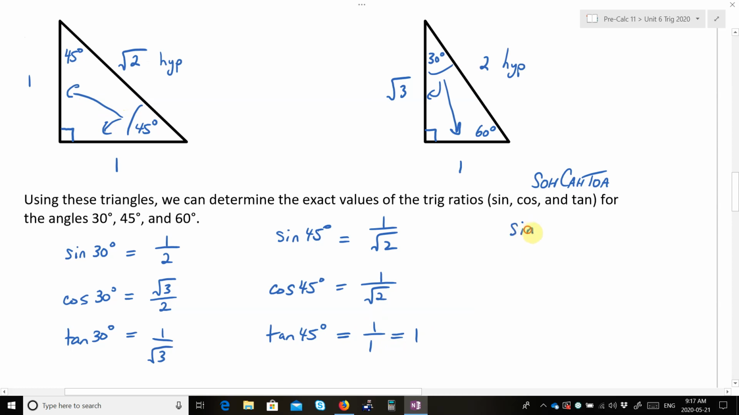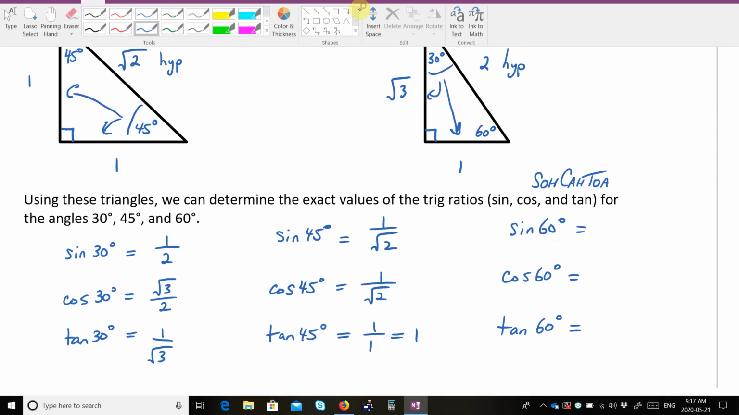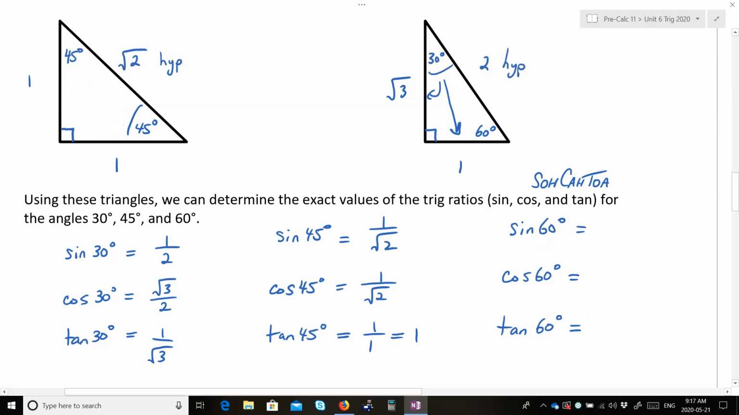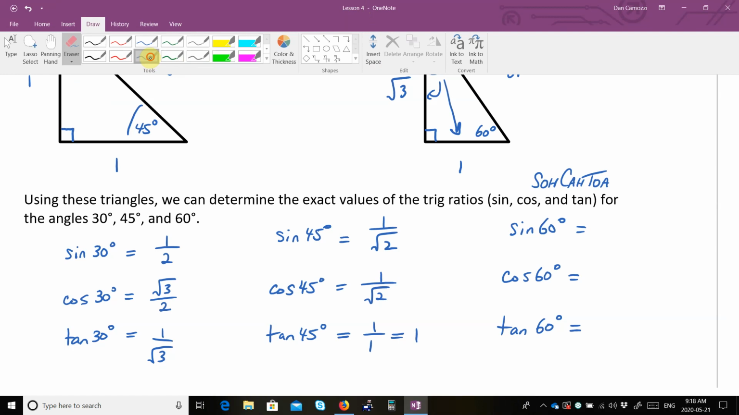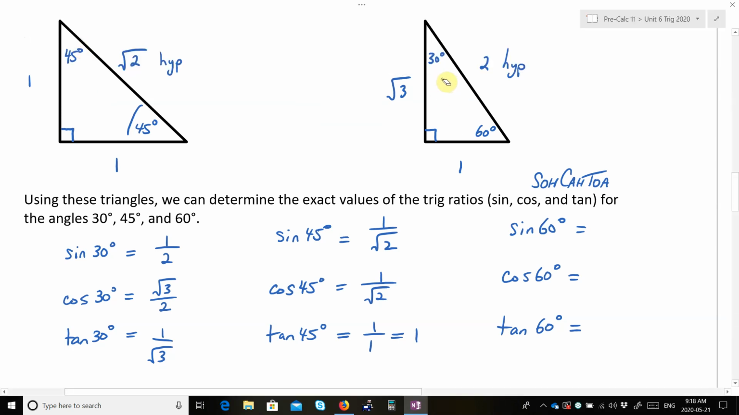And now we will look at sine of 60 degrees, cos of 60 degrees, and tan of 60 degrees. So we're going to have to go back into the 30, 60, 90 triangle. Okay, so we're using the 60-degree angle.